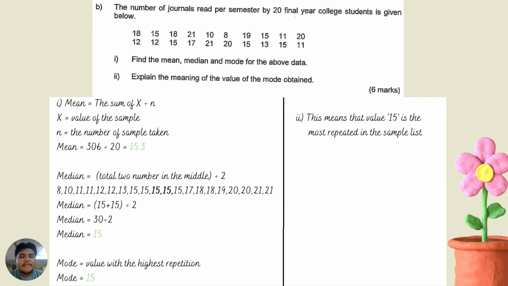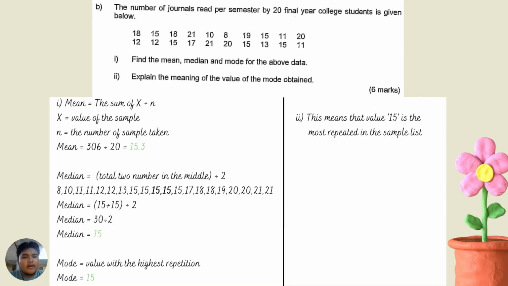So from the data, we can assume that it is single frequency data. To find the mean, we will use the sum of x divided by n. So what do the x and n mean? The x is the value of the sample, and n is the number of samples taken. What I mean by that is for the sum of x, we have to add 18 plus 15 plus 18 plus 21 until 11. After that, we will divide by n.